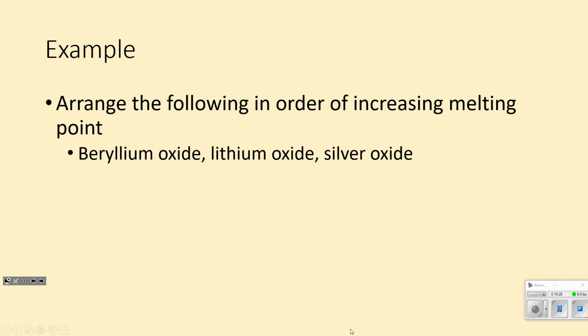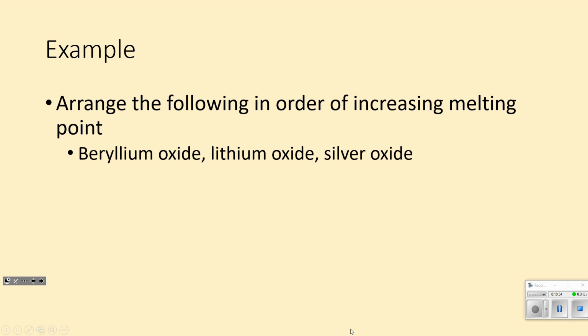So, I could give you 3 ionic compounds: beryllium oxide, lithium oxide, and silver oxide. And I could ask you to arrange them in order of increasing melting point. So in other words, what would melt first, what would melt last? This would be something new for us.